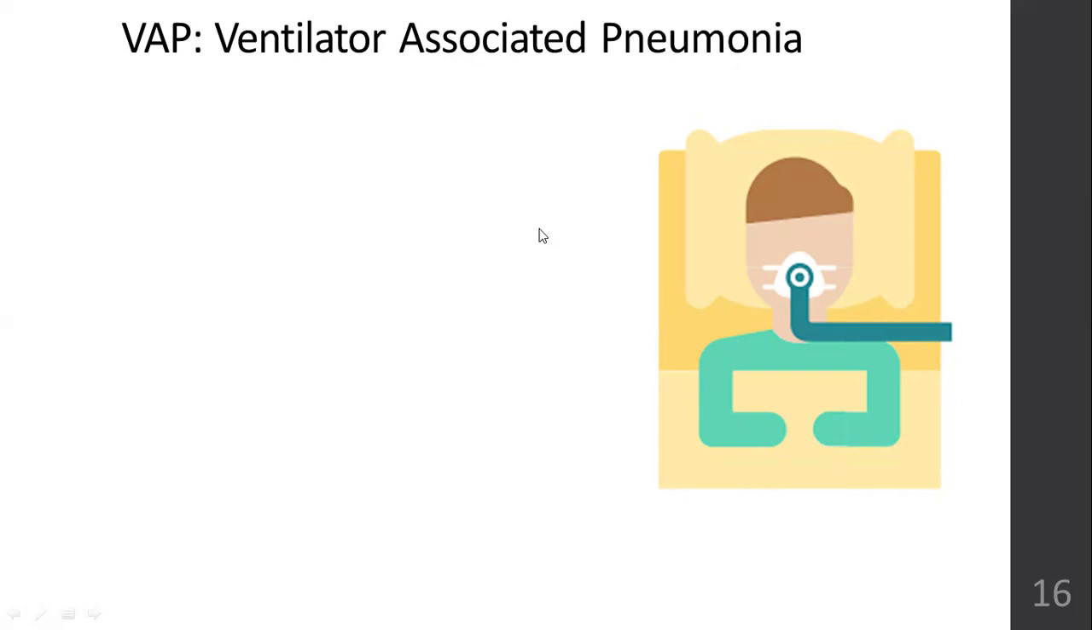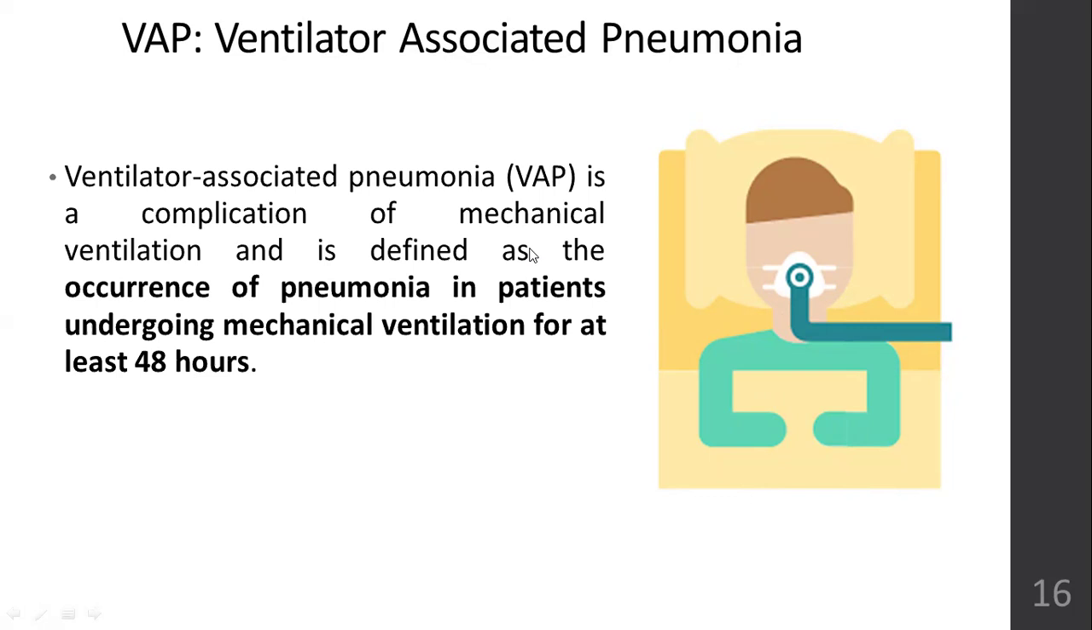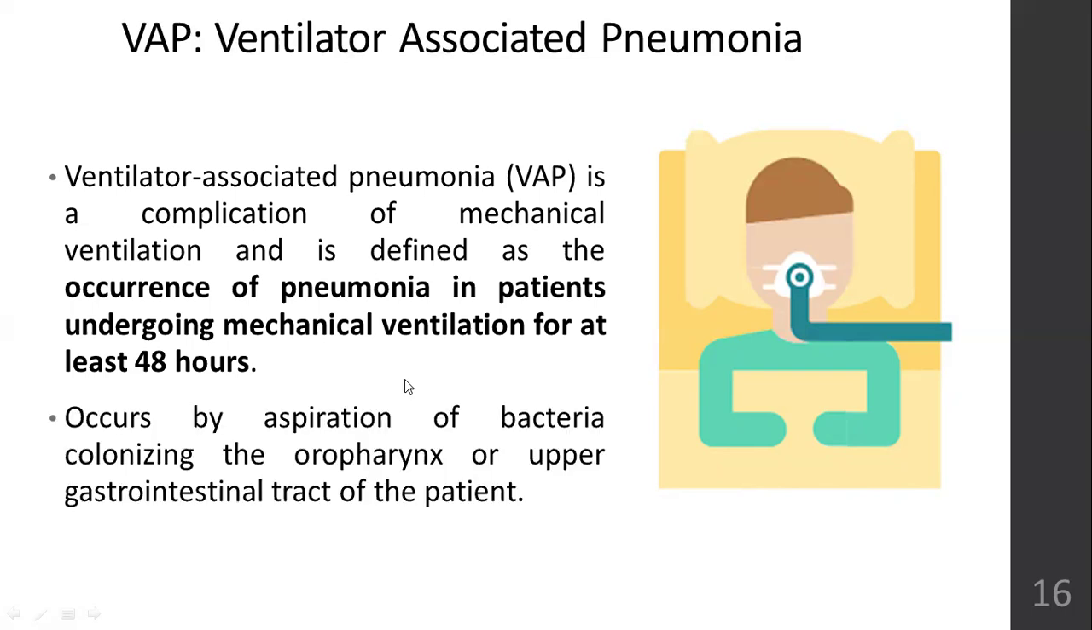Ventilator-associated pneumonia. So what is it? In short, it is called VAP. It's a complication of mechanical ventilation and is defined as the occurrence of pneumonia in patients who are undergoing mechanical ventilation for at least 48 hours. At least 48 hours they were put on ventilation and suddenly pneumonia started, or an infection started. Before that, there was no infection.